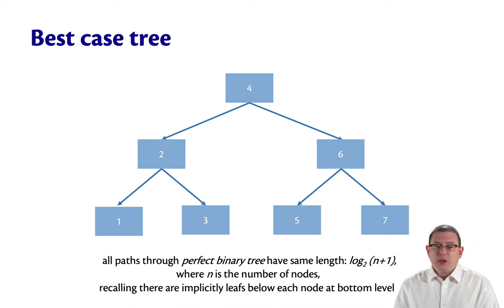Best case would be trees that look like this one. This is a perfect binary tree in which all of the paths have the same length. That's logarithmic in the number of nodes in the tree. And even if we couldn't get the tree to be perfect, we want a shape approximating this perfect binary tree.